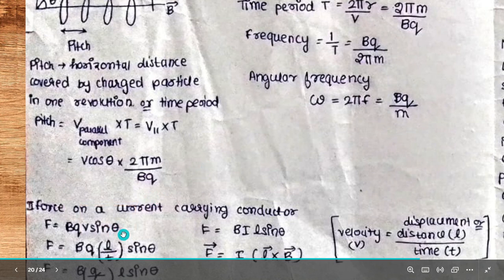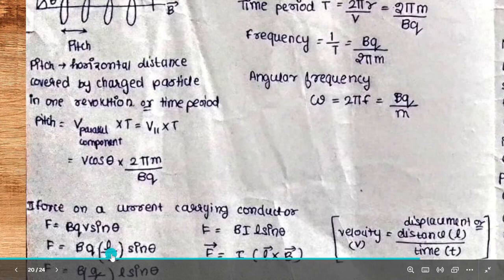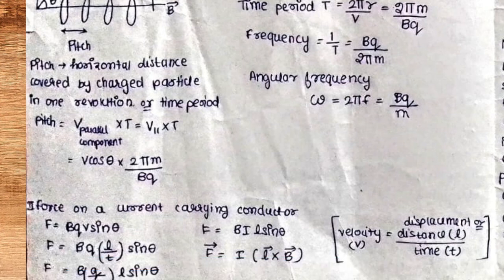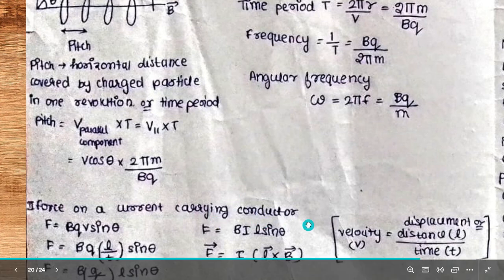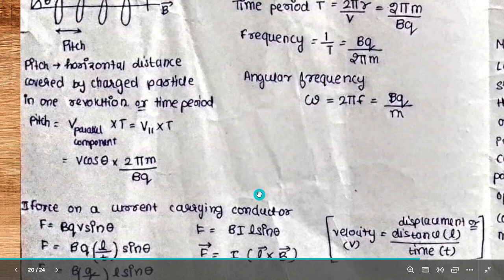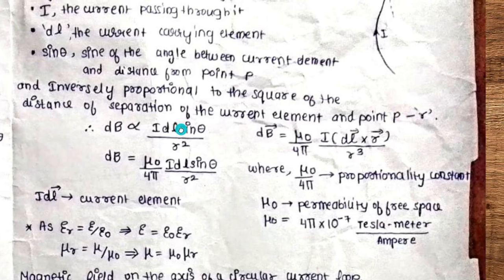Now this time is in the denominator, so I will write my next expression as F is equal to B into Q by T into L sine theta. Instead of L by T, I am taking T in the denominator for Q by T. Now, what is Q by T? Charge per unit time. It is current. So F is equal to BIL sine theta, which is the force on a current carrying conductor. In vector form, F bar is equal to I into L bar cross B bar.